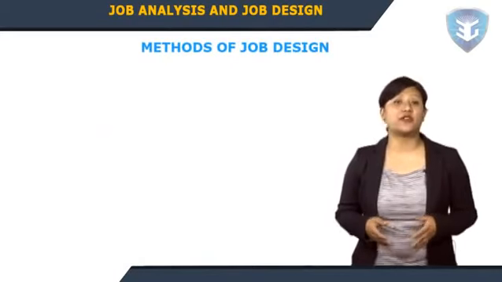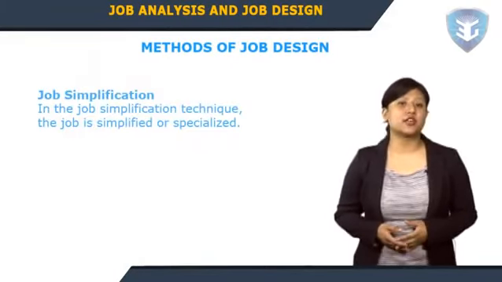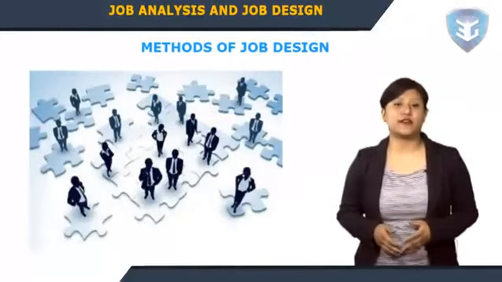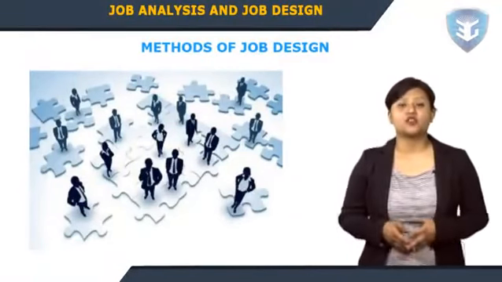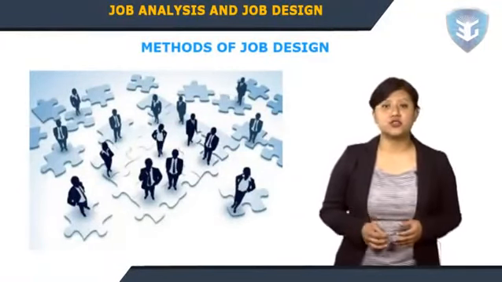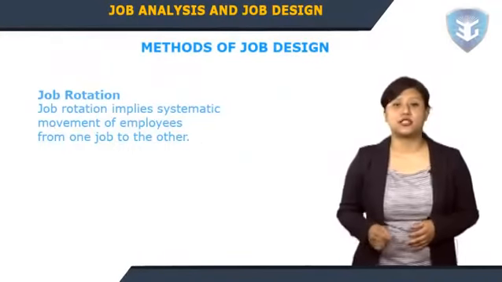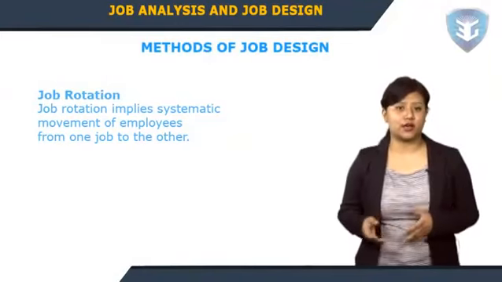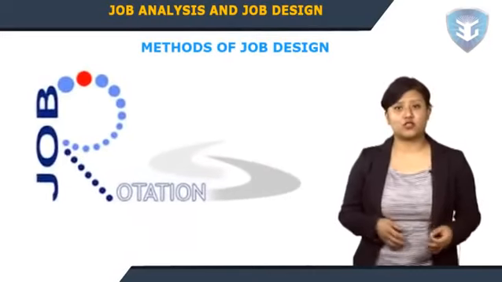Let's now talk about the various methods of job design. Job simplification. In the job simplification technique, the job is simplified or specialized. A given job is divided into small subparts and each part is assigned to one individual employee. Job simplification is introduced when job designers feel that the jobs are not specialized enough. Job rotation. Job rotation implies systematic movement of employees from one job to the other. Job remains unchanged, employees performing them shift from one job to the other.